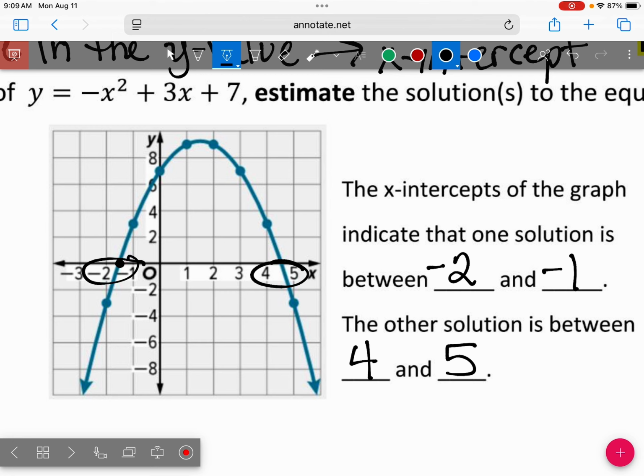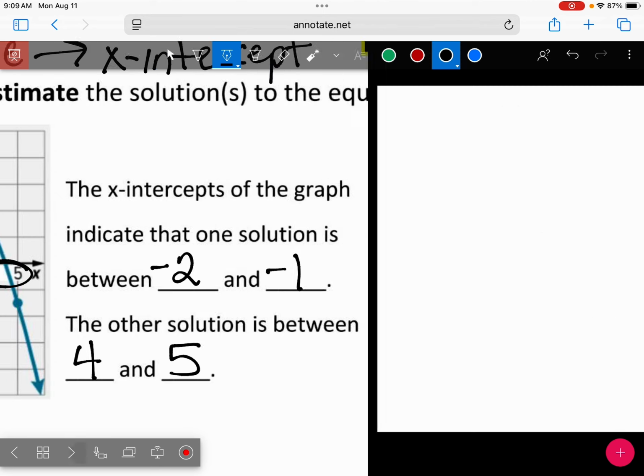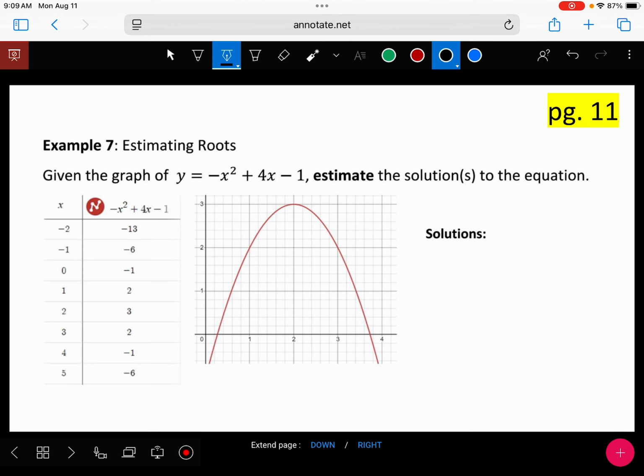Again, I can't tell you the exact answer. It could be 4.2, it could be 4.5, it could be 4.8. I just know that it's some number between 4 and 5. How do we solve it? If we were to solve it, we would have to do things that we're going to learn later, like the quadratic formula. You would probably have to do the quadratic formula for this one to get the exact answer, because this one doesn't factor. That's actually what we're going to talk about Wednesday, how to solve. All right, let's go ahead and look at the next question.